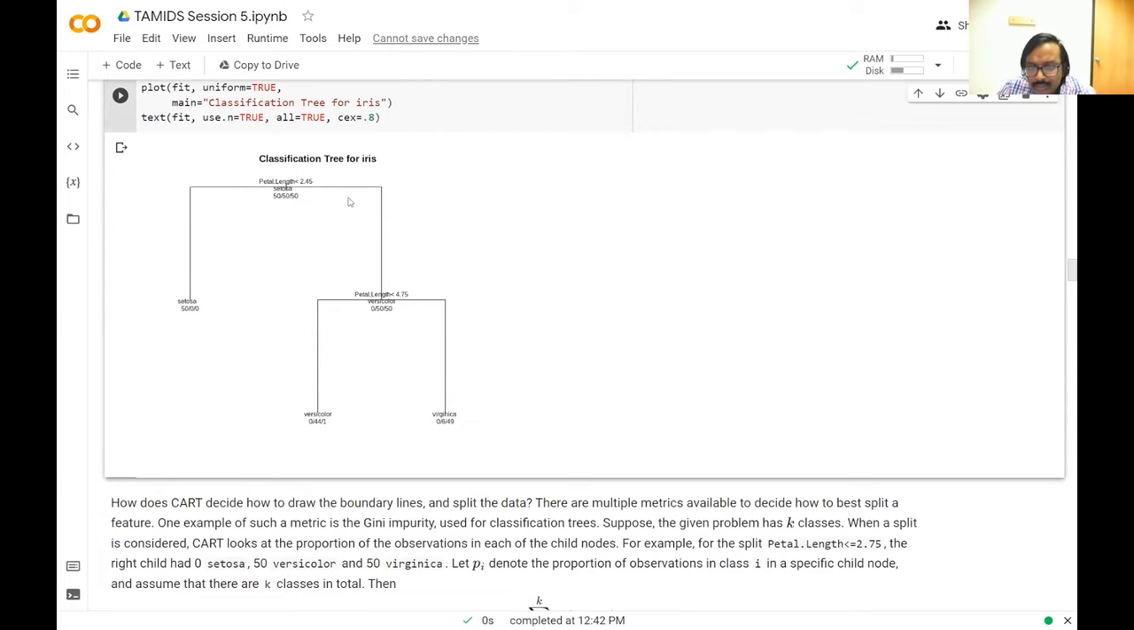So once this split was made, its child node for this petal length is this node, petal length less than 4.75. So this is the parent and the two children are this terminal node and this decision node. These are the two children. When we started off, there were 50 in each class. After the split, on the left child, we have 50 of one class and none of the other classes. And in the other child, we have 50 of versicolor and 50 of virginica.